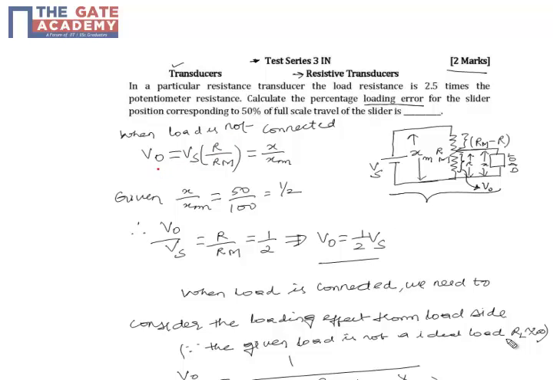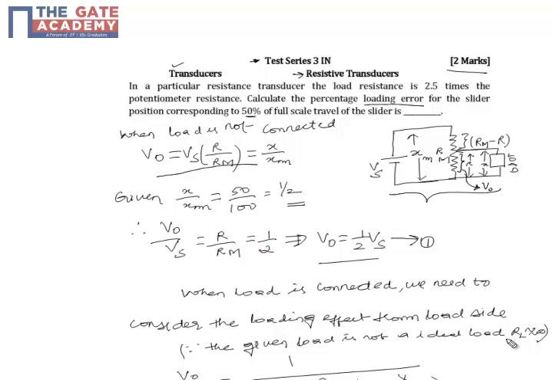From that we can make a relation which is a linear relation, because it's a resistive type transducer. V output equals Vs times R by Rm, which is nothing but X by Xm in terms of displacement. Given X by Xm equal to 50% of the full scale, so 50 by 100, if I take Xm as 100%, it comes as half. So I got a relation between output voltage and supply voltage: V out by Vs equals R by Rm equals half. So V output is equal to half times Vs. This is my first quantity with no loading effect.